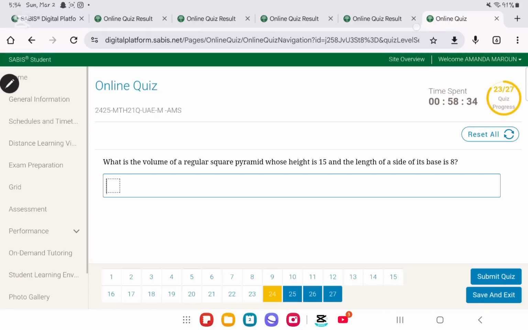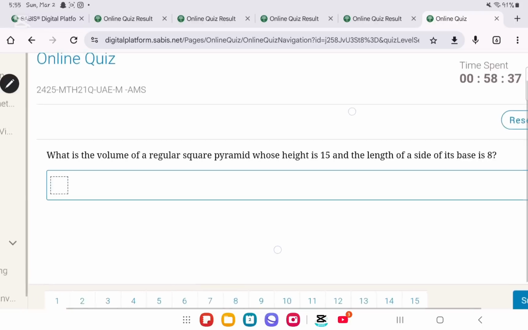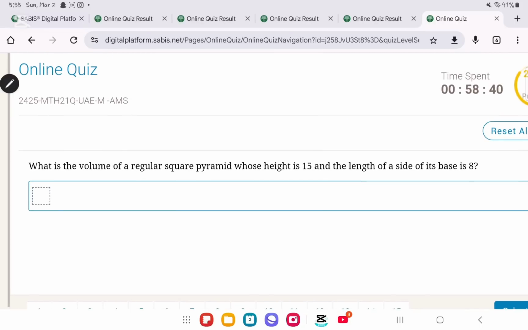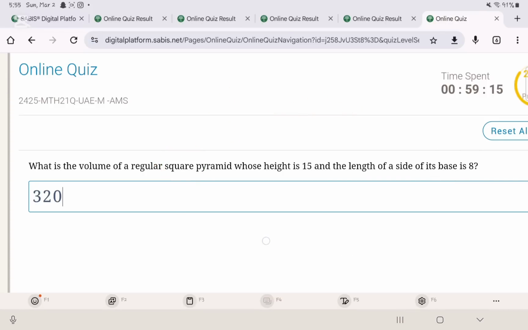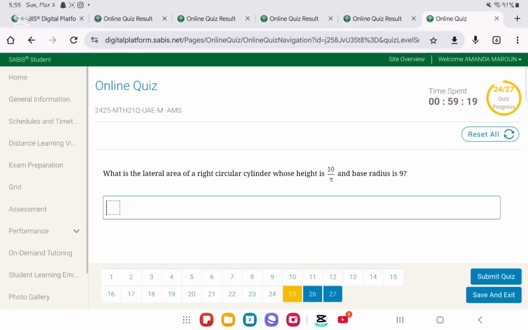They said, what's the volume of a regular square pyramid whose height is 15 and the length of the side of its base is 8? And remember, it's a square pyramid. So very simply, the volume of any pyramid is 1 over 3 times the area of the base times the height. So 1 over 3 times the area of the base. If one side is 8, then that means the area of the base is 8 times 8, times the height, which is 15. Put it on the calculator, you're going to get an answer which is 320. Let me just check. 1 over 3 times 8 times 8 times 15. You are going to get 320.